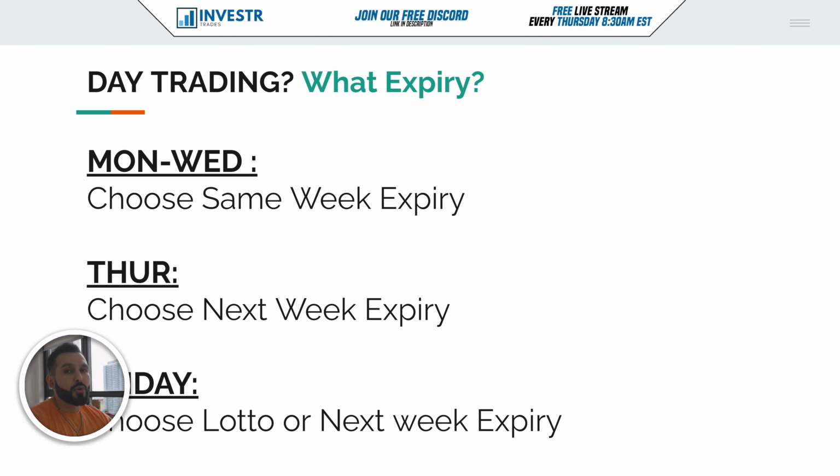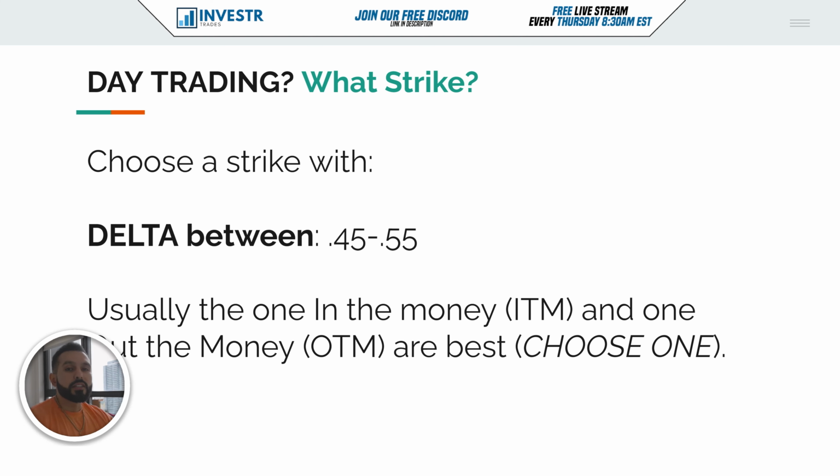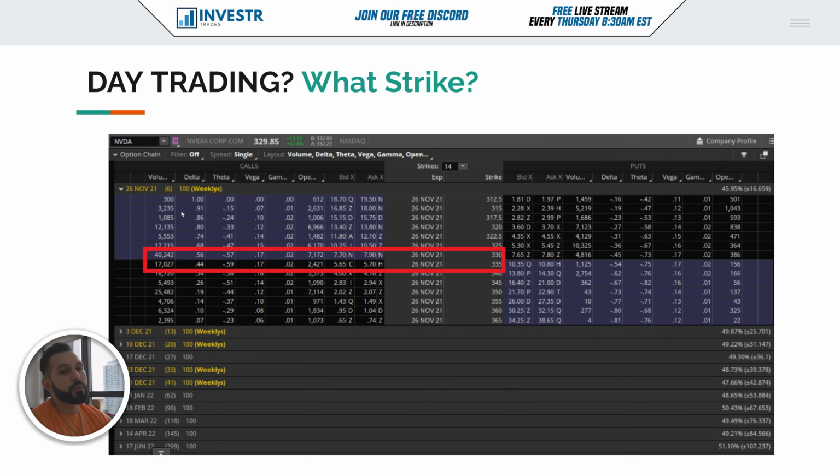Now, if you're day trading, what strike do you choose? To choose a strike, you need to look at delta. On delta, what we're looking for is a 0.45 to a 0.55. This means the options contract will move up about 45 cents to 55 cents per dollar move of the underlying stock. Usually the one that's in the money and the one that's out of the money is the best choice in regards to this. Here's an example of an options chain on Nvidia for November 26th.